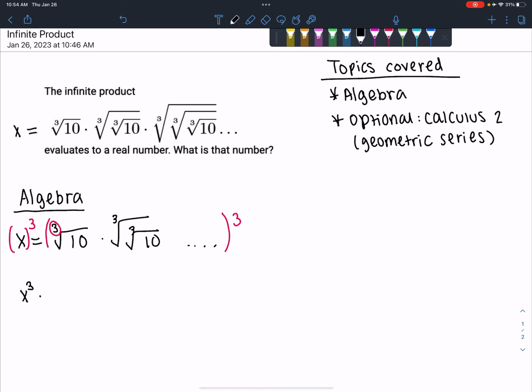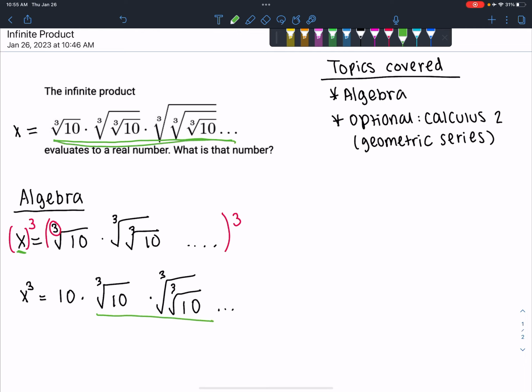And then we have x cubed equals 10 times the cube root of 10, since this cube root is gone now, times the cube root of the cube root of 10, and it just keeps going, right? Because now we've eliminated these cube roots. So you would think that this is still unsolvable, but let's remember that x originally equaled this, and this equals this. So we can replace that with x.